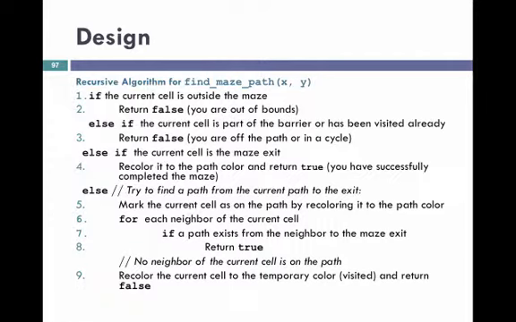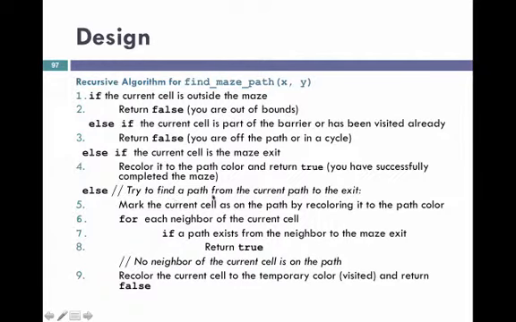Here's a recursive algorithm to find maze path. X, Y is going to be a location in the maze. If the current cell is outside the maze, if X and Y are out of bounds, then we return false. If the current cell is a barrier or it's already been visited, then we return false. So we're off the path, or we're considering a cycle. Now, if the current cell is the maze exit, then we recolor it to the path color and return true. So we've successfully completed the maze at that point.